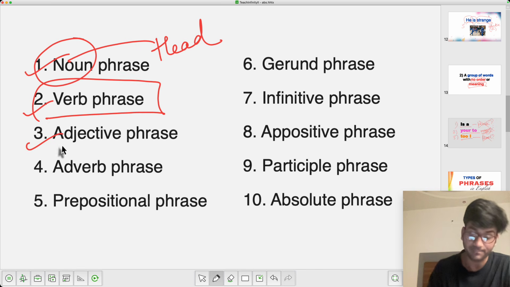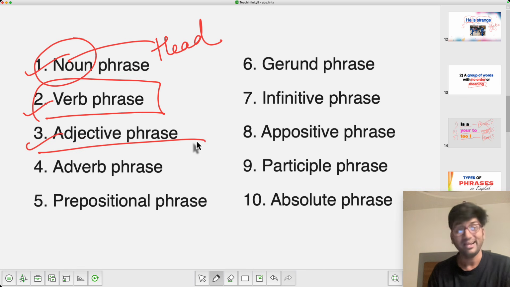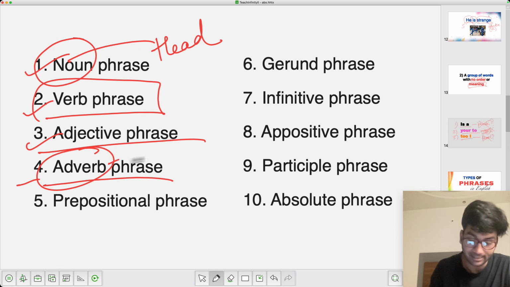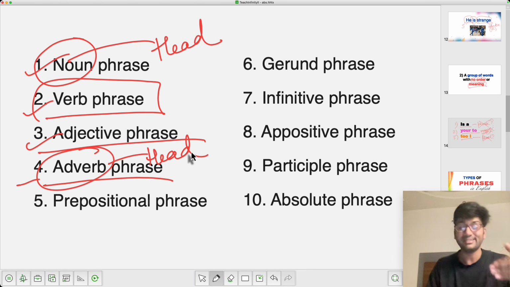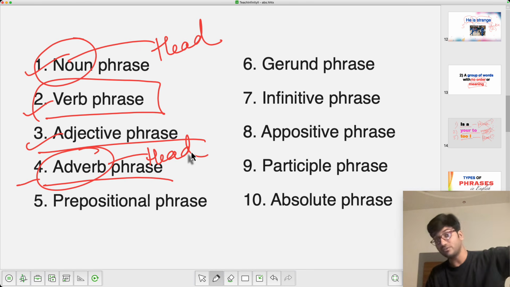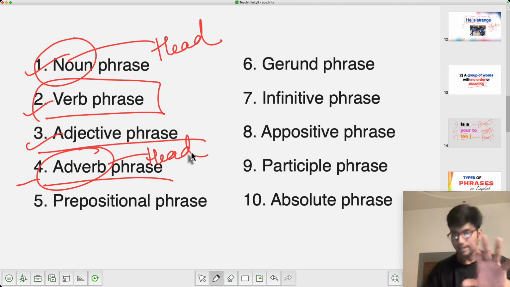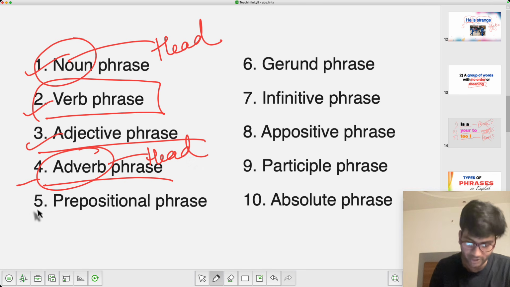Number 3, an adjective phrase. It functions as an adjective in a sentence. There are different types of adjective phrases; we'll come to that later on. Number 4, an adverb phrase. This is headed by an adverb, and I'm talking about a regular adverb phrase. There are different types of adverb phrases. We have separate lessons on all of these, I'll come to that later on. Don't worry, I've got you covered.